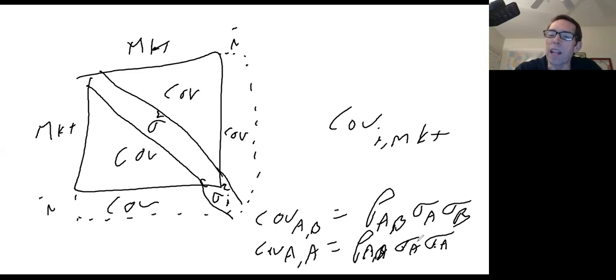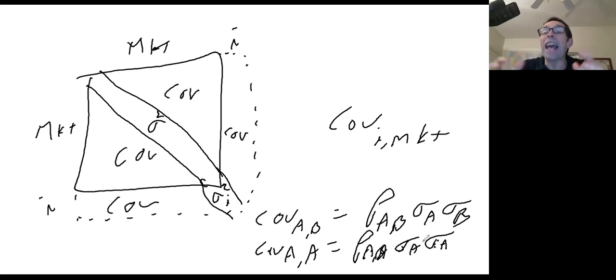What's the standard deviation of A times the standard deviation of A? It's the standard deviation of A squared, which is the variance of A. So the covariance of A with itself must be 1 times the variance of A, or in other words, the variance of A. So what this is telling us is the covariance of the market with the market is the variance of the market.